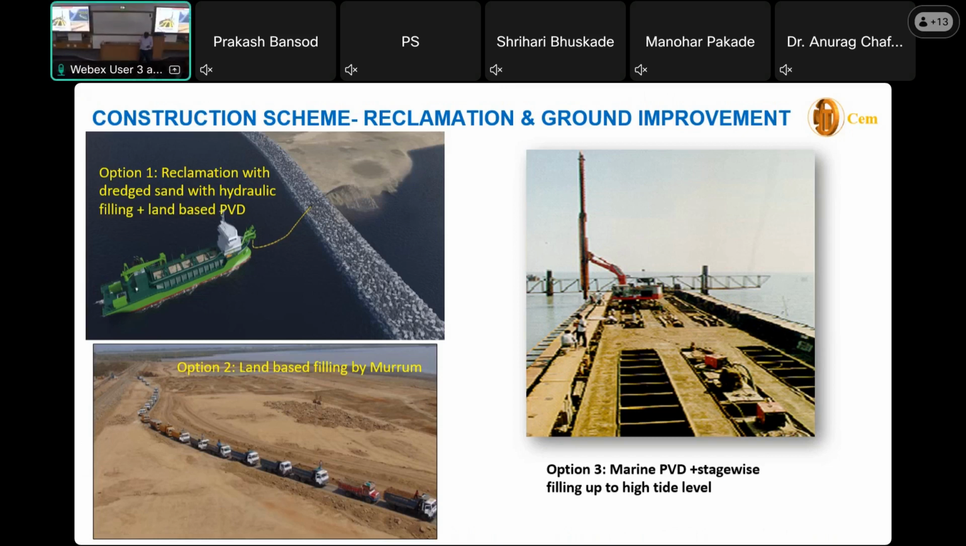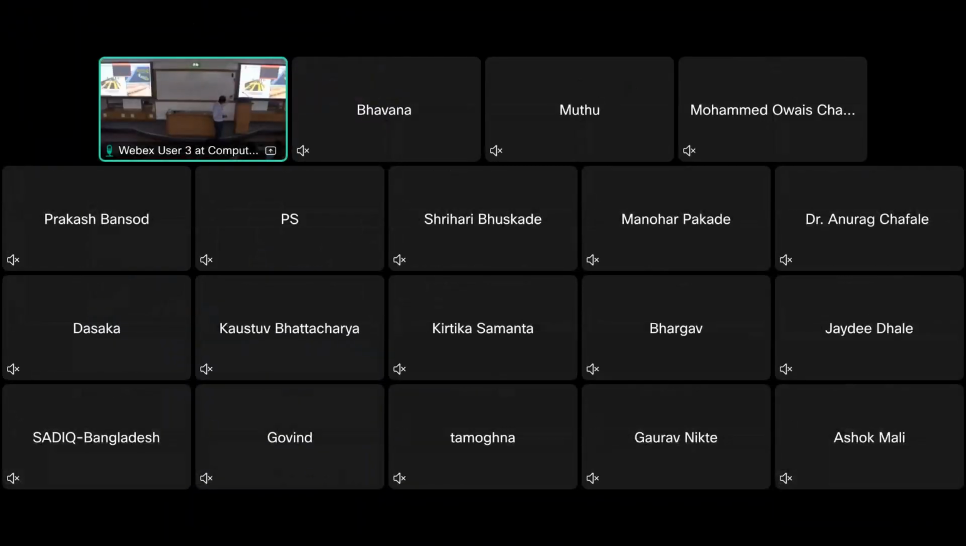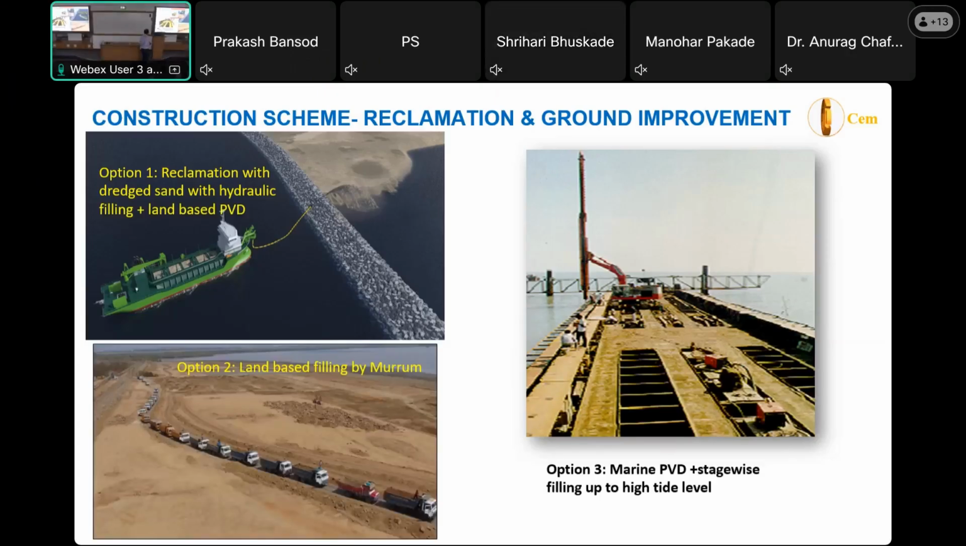Yes, PVD in marine conditions, which we have done earlier. We did it in marine conditions in the 90s at Kakinada. This photograph is from that. We thought of that concept. So we'll do the marine PVD first, followed by a drainage layer underwater. And layer-wise, we can fill up to the top of the water, which is around 5 meters. So we can put a layer-wise filling.